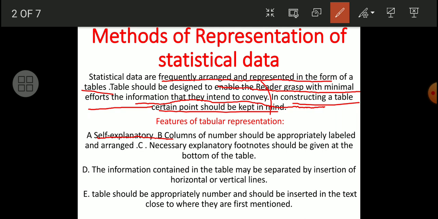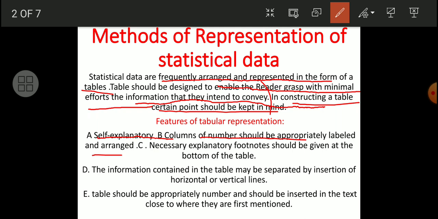Another thing, the columns of numbers should be appropriately labeled and arranged. For your kind information, whatever columns are there in that table, each and every column is to be properly labeled. For example, suppose we have written number of pods, and then below that, the numbers, 2, 15, 17, like that. And the next column, we have to label, that is number of seeds in the pod, average number of seeds in the pod. So we have to label like that in the column.